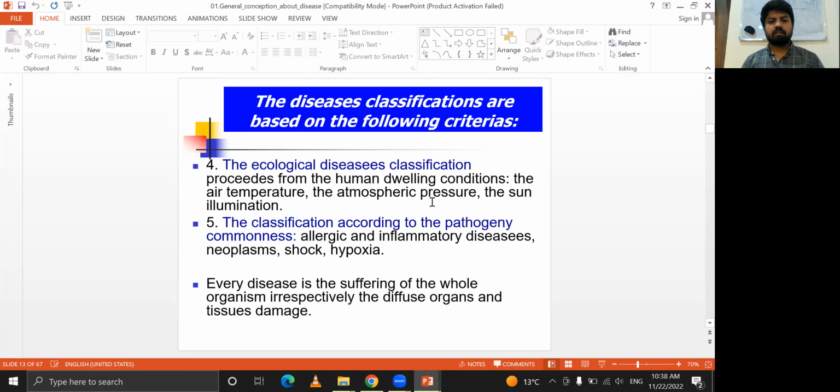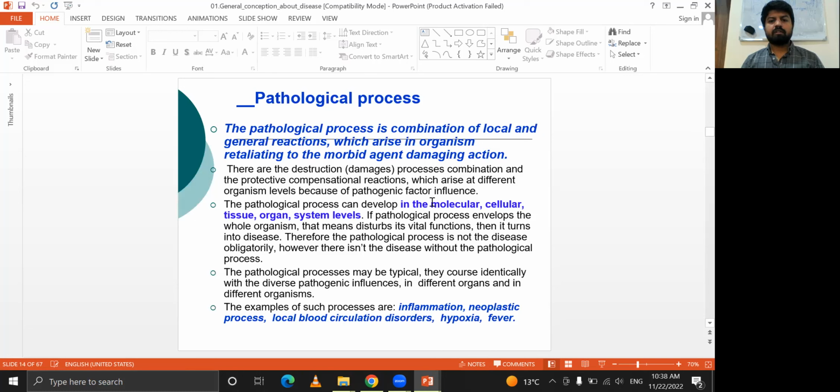Every disease affects the whole organism, irrespective of the diffuse organ and tissue damage. A pathological process is a combination of local and general reactions which arise in the organism in response to the damaging action of the morbid agent. It is a combination of destructive and protective reactions which arise at different organism levels because of pathogenic factor influence: the molecular, cellular, tissue, organ and organ system levels. Examples of such processes are inflammation, neoplastic process, local blood circulation disorders, hypoxia, fever, etc.